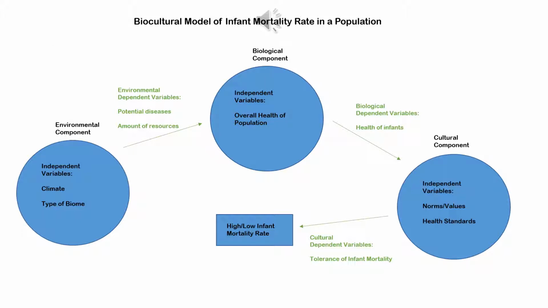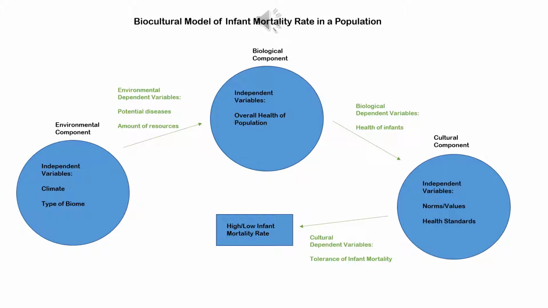And so the variables here end up influencing the variables for the biological component of this model. The abundance of resources and the potential diseases in the environment influence the overall health of the human population, which is our independent variable for the biological component. It's pretty easy to see how these variables can affect physiological conditions and characteristics of individuals in a population.